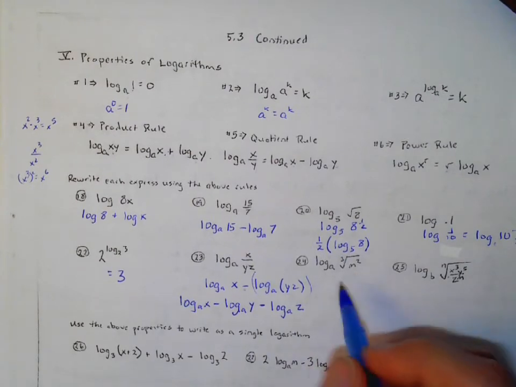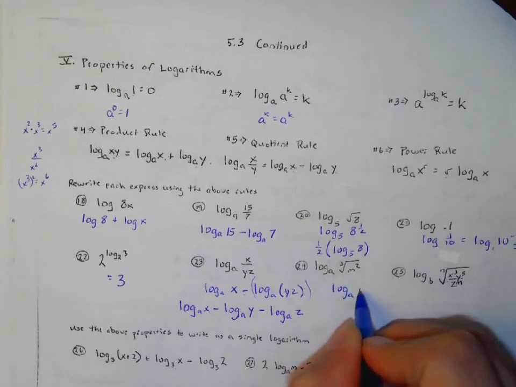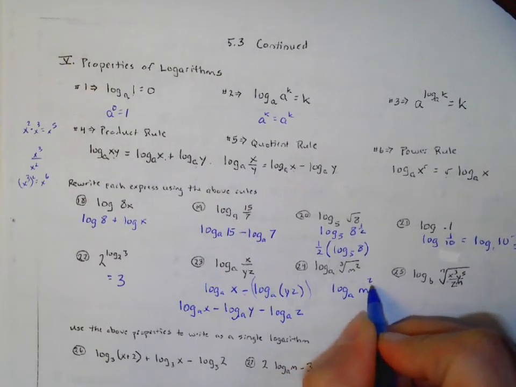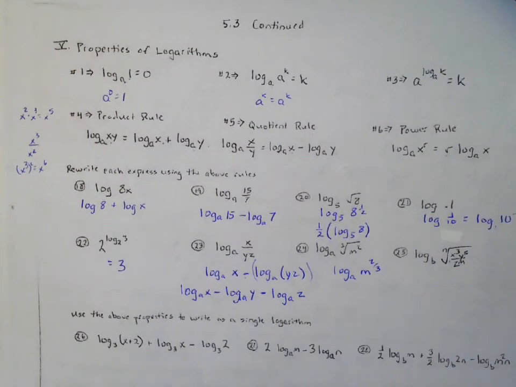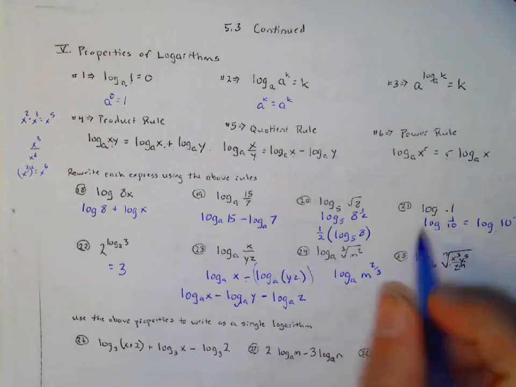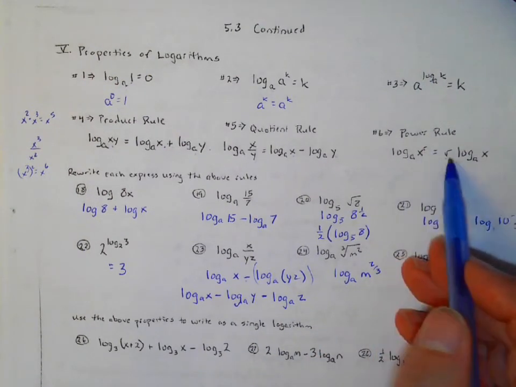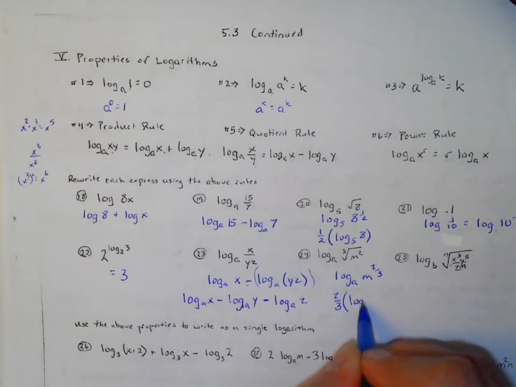Let's rewrite this one with an exponent. So this is the same as log base A of m to the 2/3. Now, with an exponent here, I can use the power rule and bring it out front. So this would be 2/3 times log base A of m.